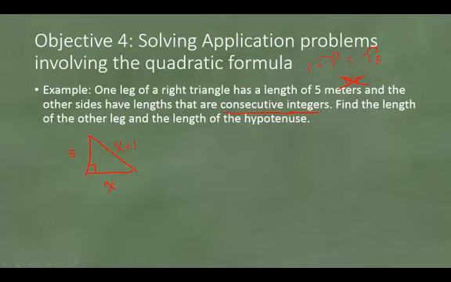We can't switch this around. We can't say this is x and this side down here is x plus 1, because the hypotenuse has to be the longest side, right? Makes sense.